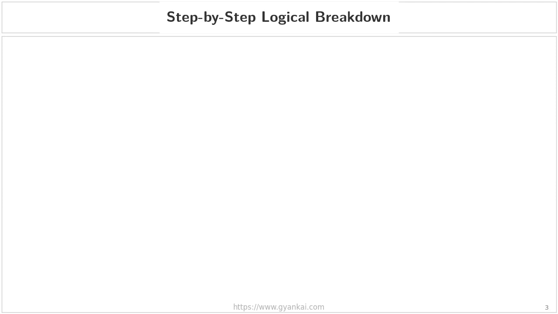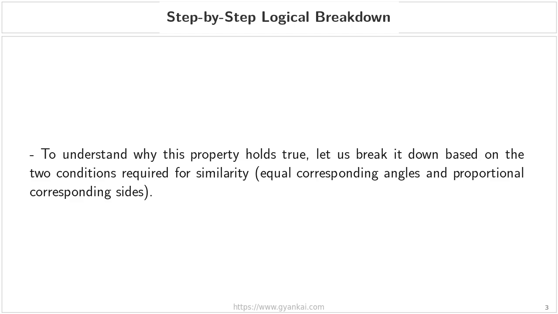Step-by-step logical breakdown. Now, you might be wondering, how do we actually prove that this property works? It isn't just a random rule, it follows a very logical path. To understand why this property holds true, let's break it down by looking at the two fundamental conditions that define similarity in the first place: having equal corresponding angles and having proportional corresponding sides. In the next few slides, we are going to examine these two conditions step by step to see how they carry over from one polygon to the next.